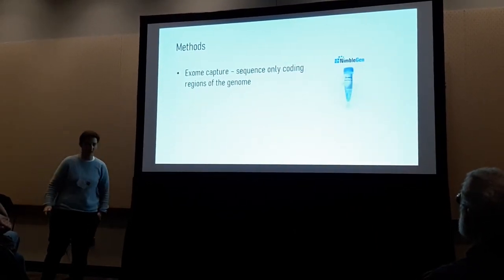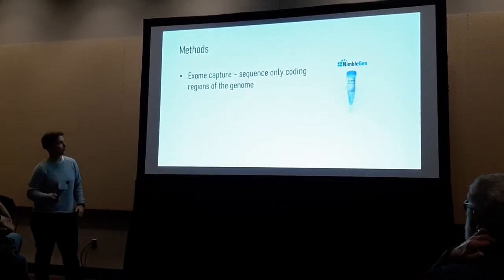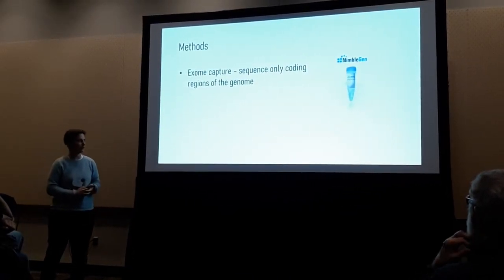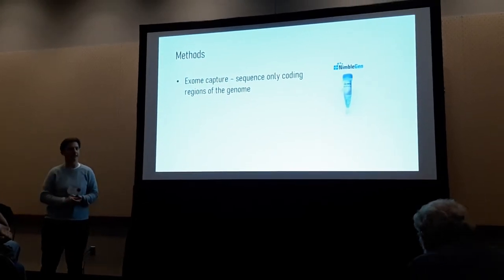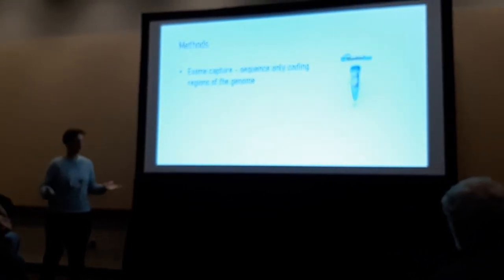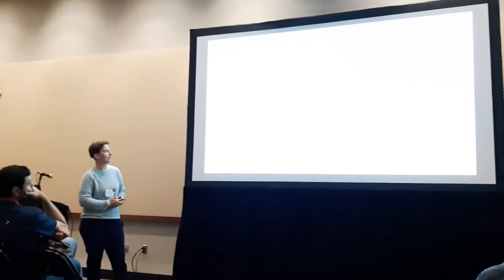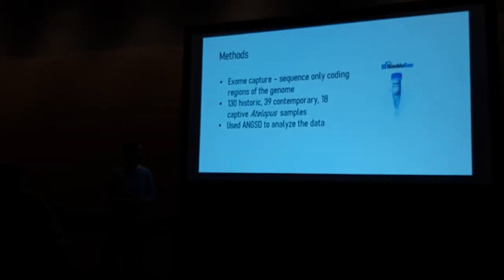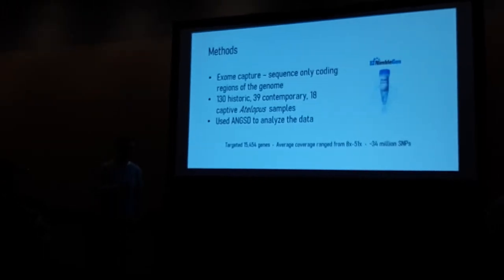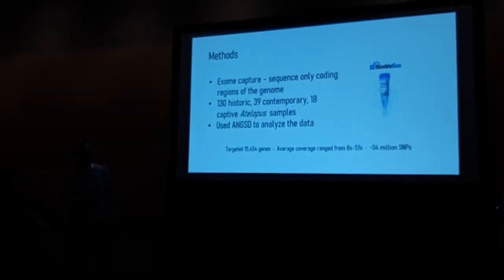We decided to do an exome capture. Amphibian genomes are gigantic, and we needed a way to reduce our sequencing, but we wanted to do it in a meaningful way. So we decided to sequence the transcriptome of a few individuals at varying disease levels, annotate those transcripts, and then design a capture based on all of our annotated transcripts, trying to capture the entire exome as best as we could. We sequenced 130 historic, 39 contemporary, which was as many as we could get DNA out of, and 18 captive Atelopus. Our target size was about 15,000 genes, and we had lots of SNPs, so a really robust data set.